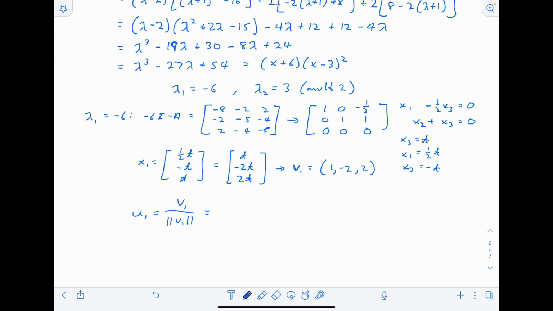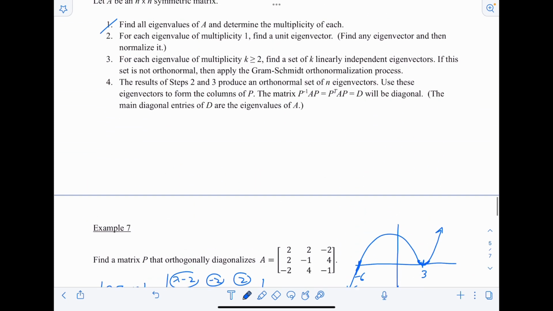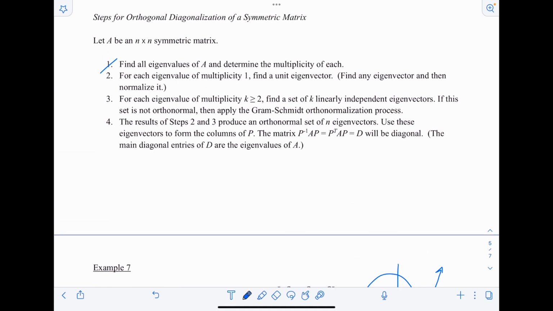And that's going to give us, 1 plus 4 is 9. Square root of 9 is 3. So we'll have 1 over 3 times 1, -2, 2. And that gives us the vector 1/3, -2/3, and 2/3. So this is the normalized eigenvector for lambda that had a multiplicity of 1. So that basically takes care of step 2.